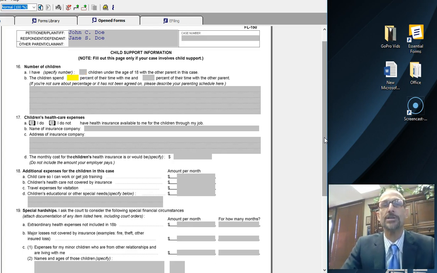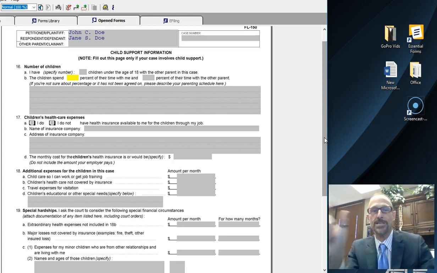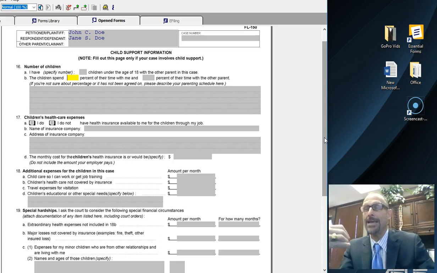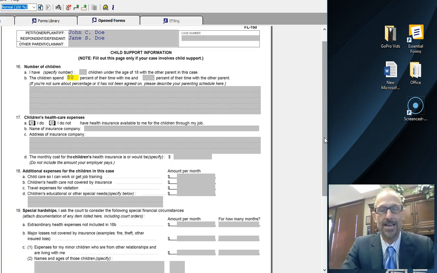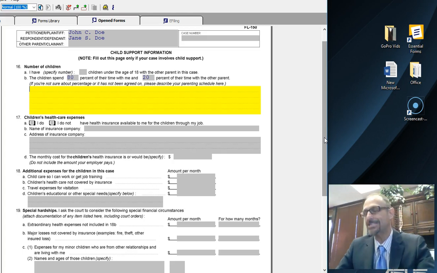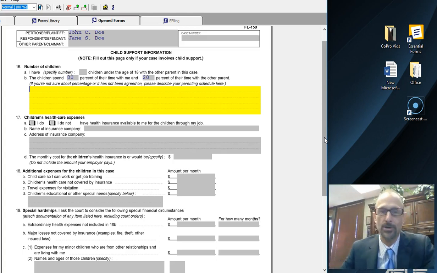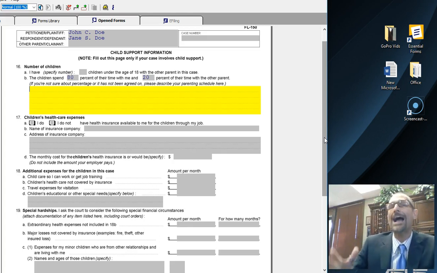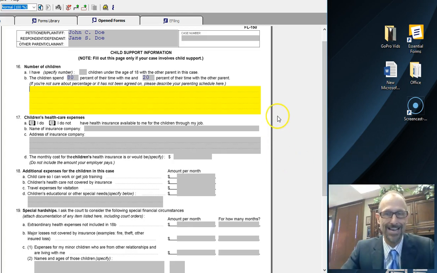Then B is the children spend, and they're asking for a percentage of time, of their time with me, and then the next box is percentage of time with the other parent. So if they spend 80% of the time with you and 20% of the time with the other parent, put that in there. Then the next box under there, that large box, it's asking you to explain the percentage of time. So if you have a timeshare and you know the schedule that you have with the other parent, put that in there. Or try to explain with a little bit of detail why you believe it's 80-20 or 70-30 or 50-50 or whatever it is. So write that in there.